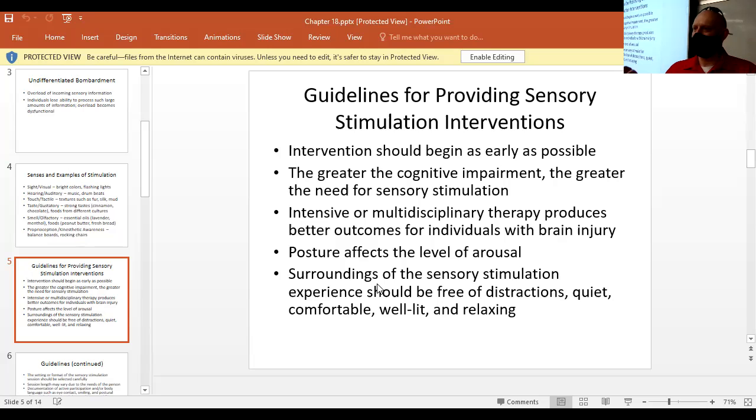Posture affects the level of arousal. When you are speaking to someone, you can tell whether someone's engaged or not by how they're sitting. If you're talking to somebody, if they're sitting up and sitting forward and they're listening and nodding their head and they're with you, then just tie that into this. When someone is upright to a degree, they're going to be more alert. Are you more alert when you're sitting up or when you're laying flat on your back? General rule.